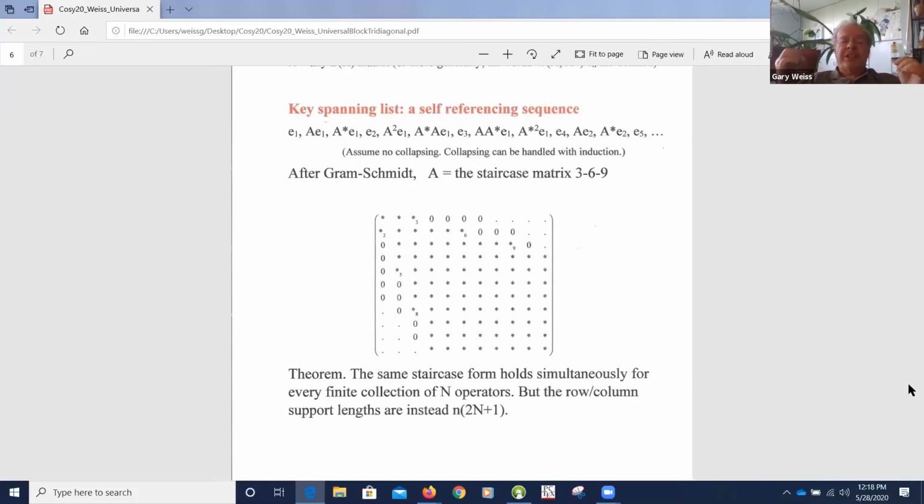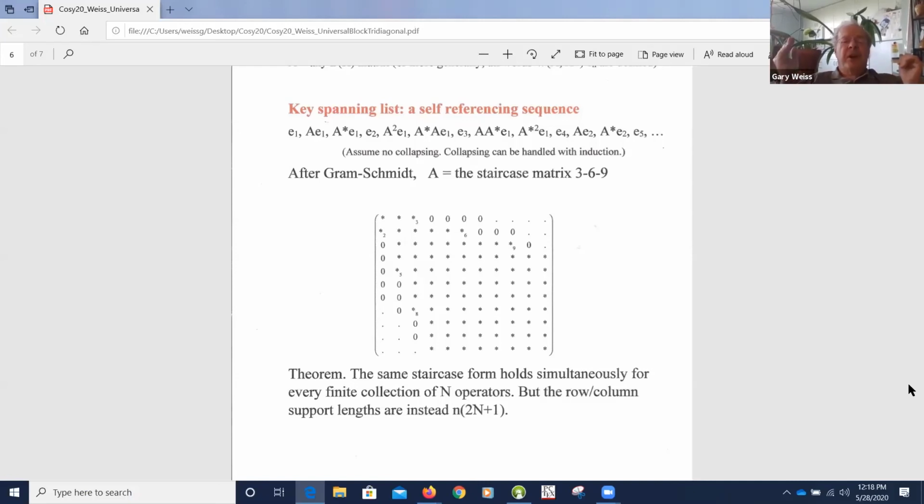Now, if the list doesn't collapse, we can look at what this matrix does after Gram-Schmidt. If it does collapse, we need an induction argument. I'll leave that out. It took a while to get a good induction argument. And we create from this the 3, 6, 9 staircase case. So let's just check it.